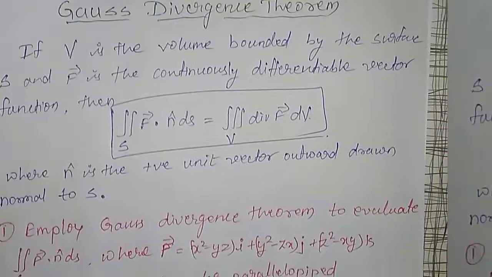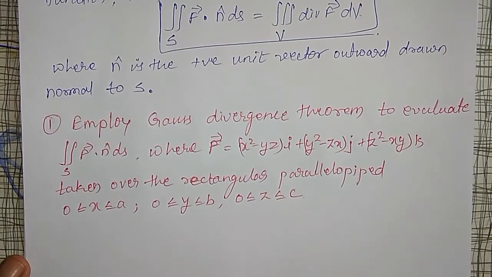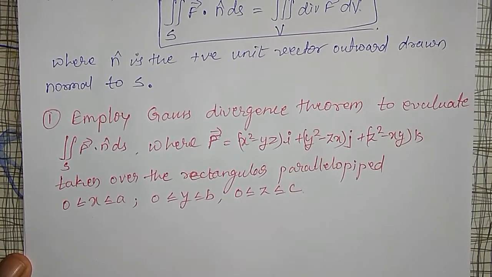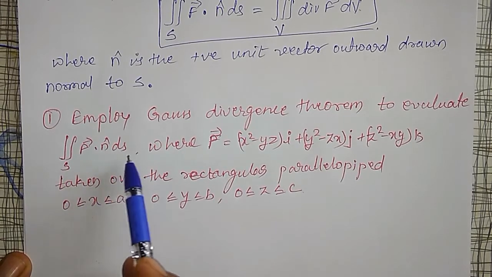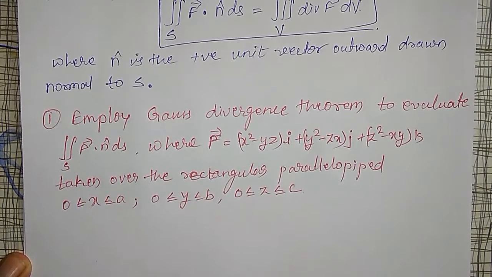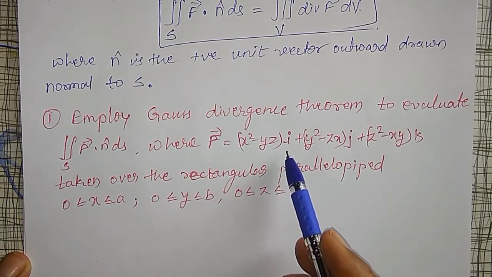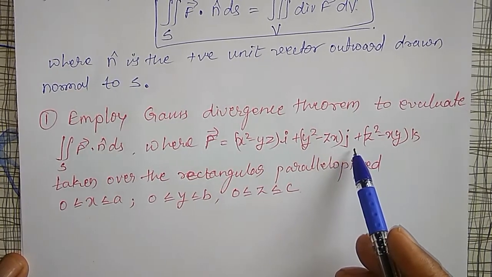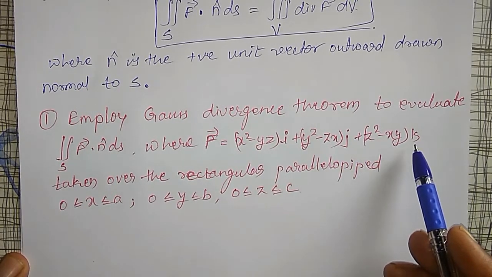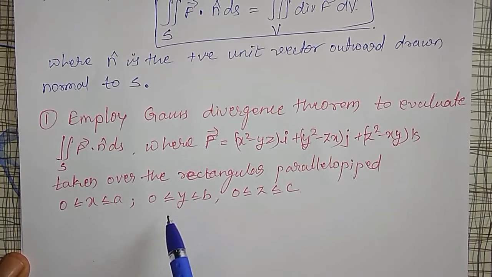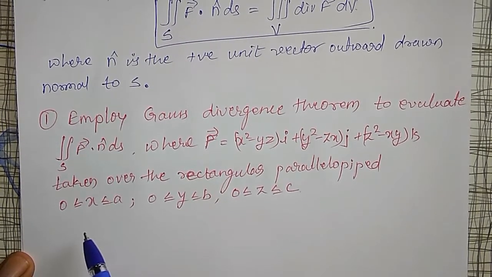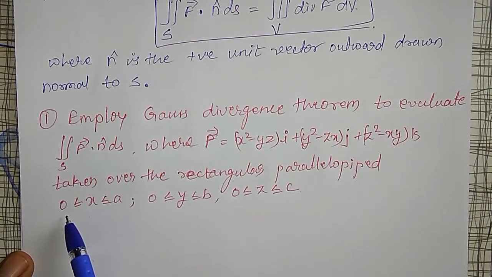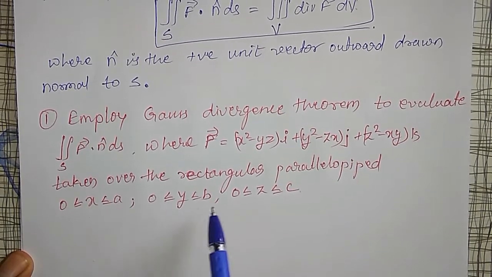Okay, then using this, examples on this. Employ Gauss divergence theorem to evaluate the double integration over a surface S of F dot n cap dS, where F is equal to (x square minus yz) i plus (y square minus zx) j plus (z square minus xy) k, taken over the rectangular parallelepiped where x varies from 0 to a, y varies from 0 to b, and z varies from 0 to c.